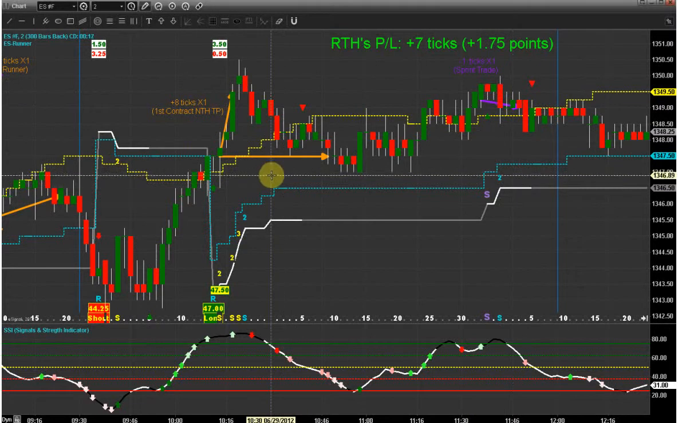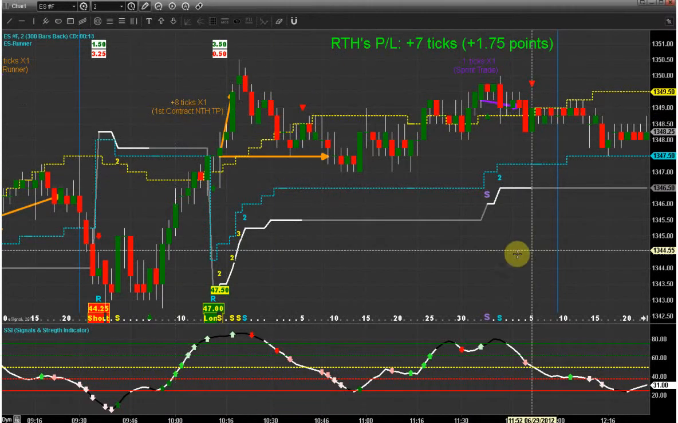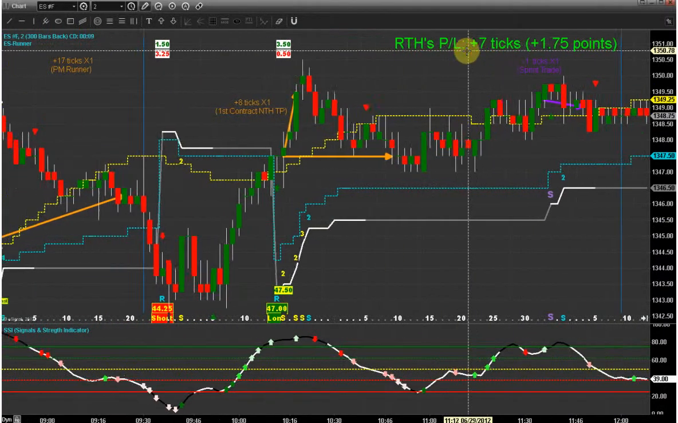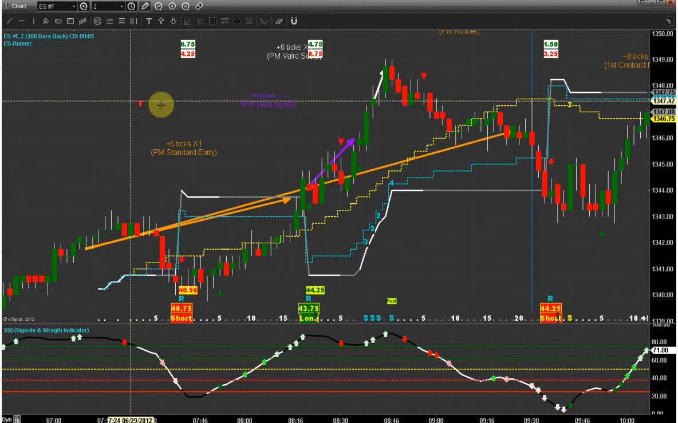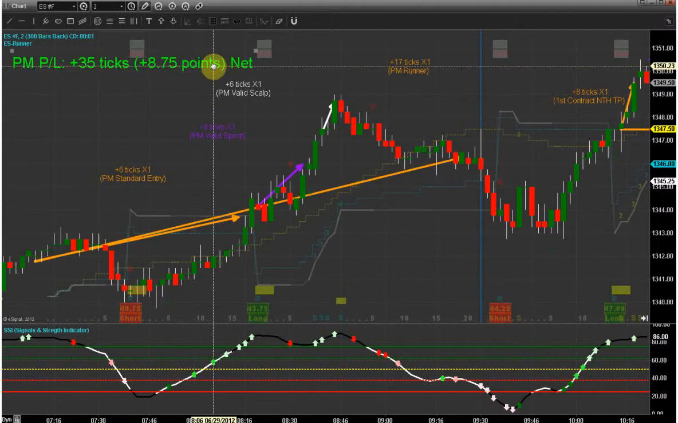So all in all, for Friday morning, the room made 7 ticks of profit, and it was still a good Friday. So collectively between the two, 7 ticks regular trading hours, 35 ticks pre-market, makes it a total of 42 ticks for the day.